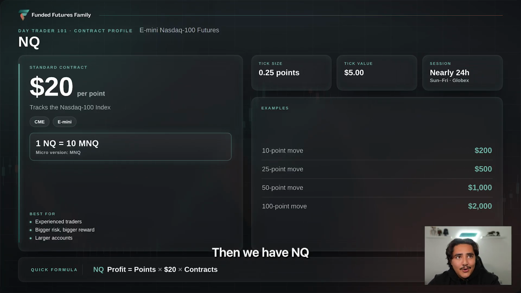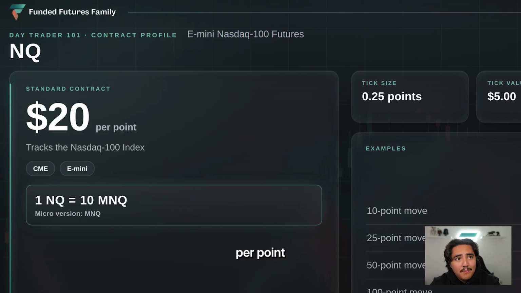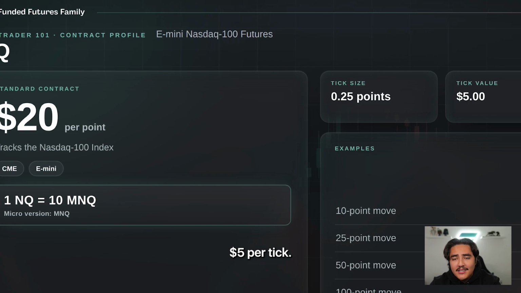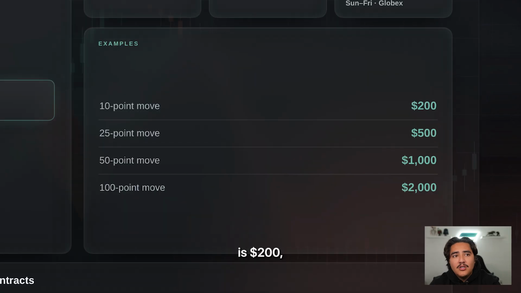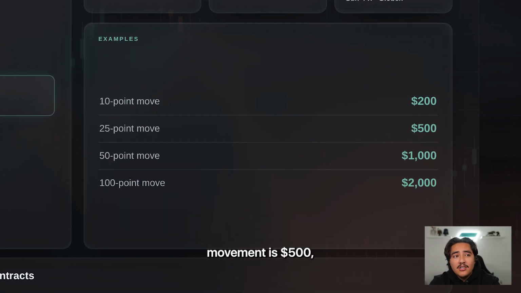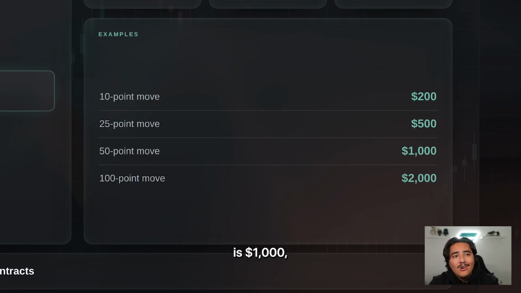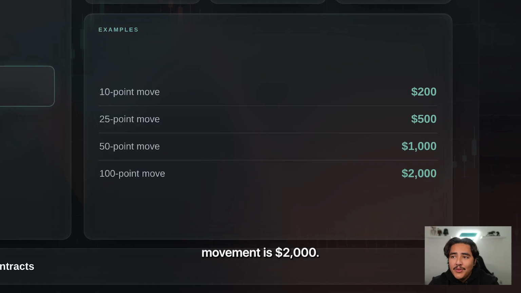Then we have NQ, one of our favorites and I think the most used contract in all of the futures space. NQ is an E-mini of Nasdaq-100 futures. It has a value of $20 per point, $5 per tick. The tick size again is 0.25 points. Examples: 10-point movement is $200, 25-point movement is $500, 50-point movement is $1,000, 100-point movement is $2,000.